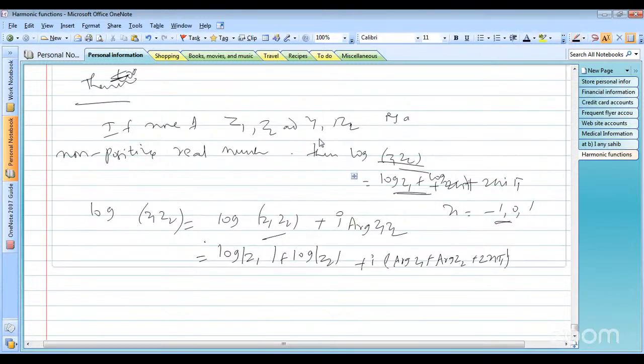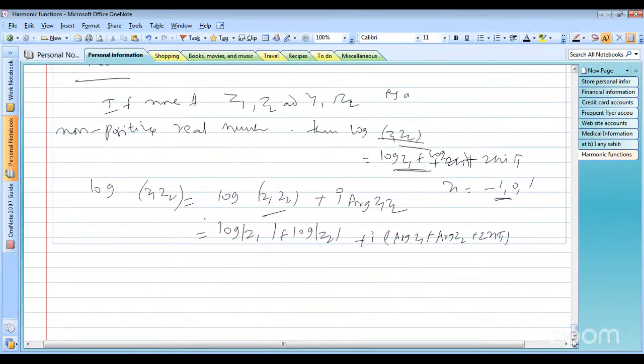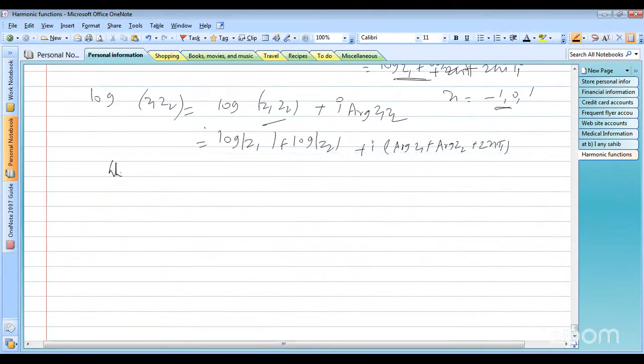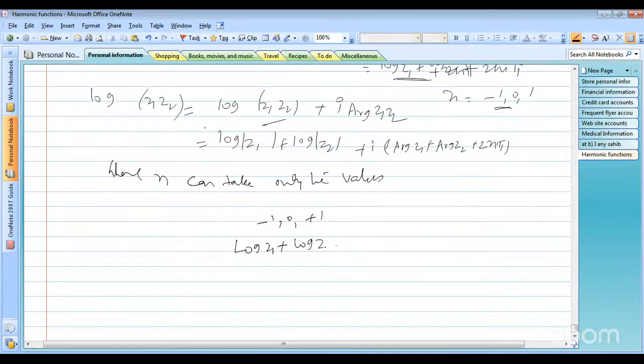So therefore, where n can take only the values minus 1, 0 or plus 1, I'm taking here. So therefore, we can write log z1 plus log z2 plus 2n pi i, we are writing here. And 2n pi i, that is only minus 1 or 0 or plus 1. These three values are taken here. So therefore, log z1 plus log z2 plus i of argument z1, i of argument z2.